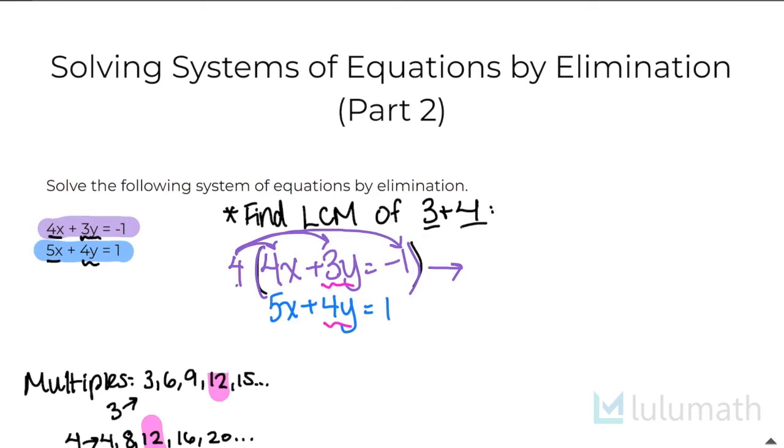So 4 times 4x is 16x. 4 times 3y is 12y. And 4 times -1 is -4. Okay?